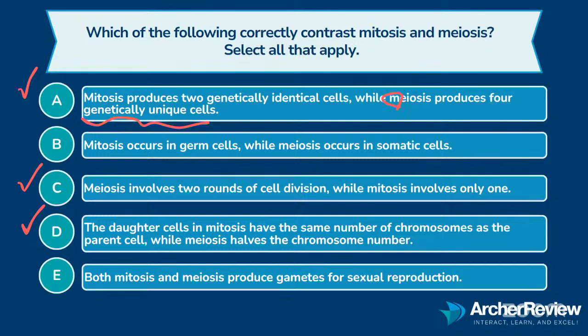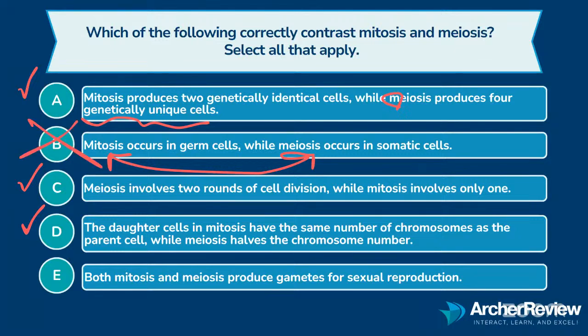Now, what's wrong with B? Mitosis occurs in germ cells, while meiosis occurs in somatic cells. We just would need to flop those, okay? Meiosis occurs in germ cells. Mitosis occurs in somatic cells. Remember that germ cells is a broad category name for sex cells, not to be mixed up with germs on a surface, but it's the broad category name for sex cells. All right, so B is incorrect.